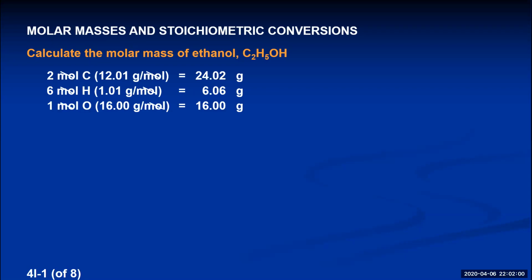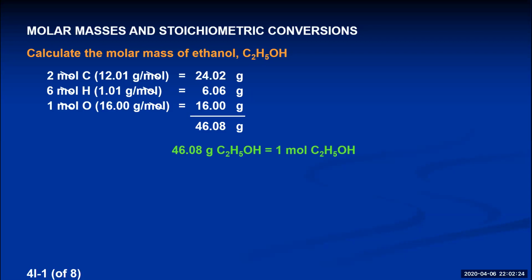If these are the masses of the different components of 1 mole of ethanol, then if we add them up, we're going to get the molar mass of 1 mole of ethanol itself, which is 46.08 grams. The significance of that number is it tells you how many grams you have to measure out on a balance to make sure you have 6.022 times 10 to the 23rd ethanol molecules, which is called a mole.